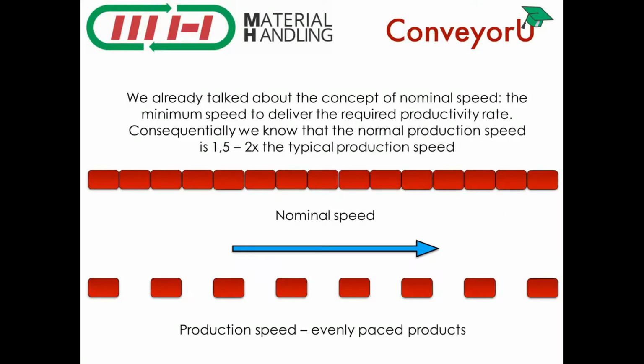So we know that the regular nominal speed of the conveyor is when all the products are close one to the other, and that the standard speed for designing a conveyor is when the products are evenly paced on a conveyor at a speed that is 1.5 to 2 times the nominal speed. This means that if we are running at twice the nominal speed, the products will show themselves as one product, a blank hole of the size of the product, and another product. So this is the regular pacing.